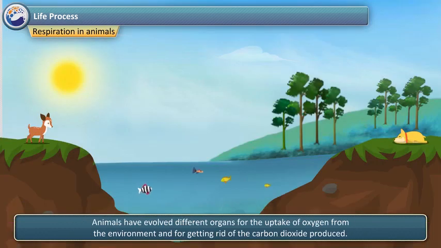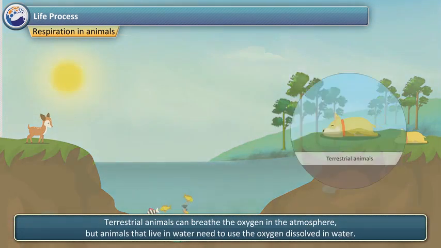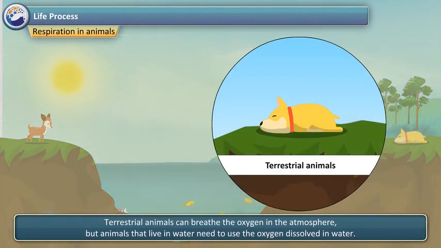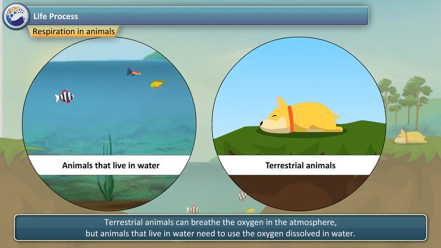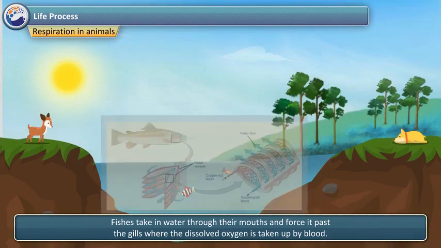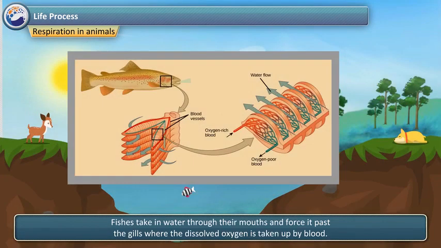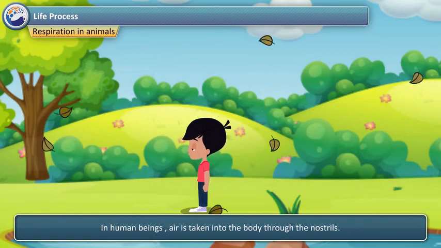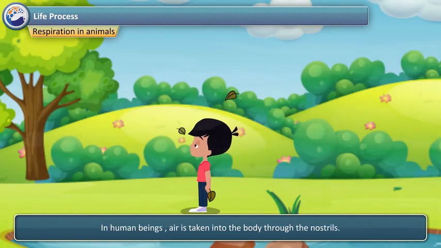Animals have evolved different organs for the uptake of oxygen from the environment and for getting rid of the carbon dioxide produced. Terrestrial animals can breathe the oxygen in the atmosphere, but animals that live in water need to use the oxygen dissolved in water. Fishes take in water through their mouths and force it past the gills, where the dissolved oxygen is taken up by blood. In human beings, air is taken into the body through the nostrils.